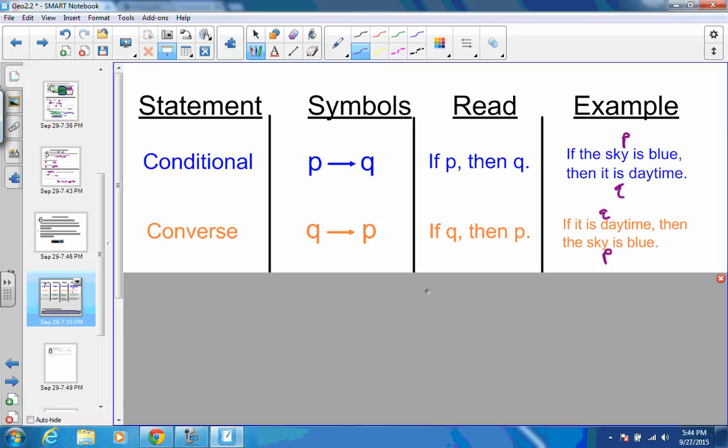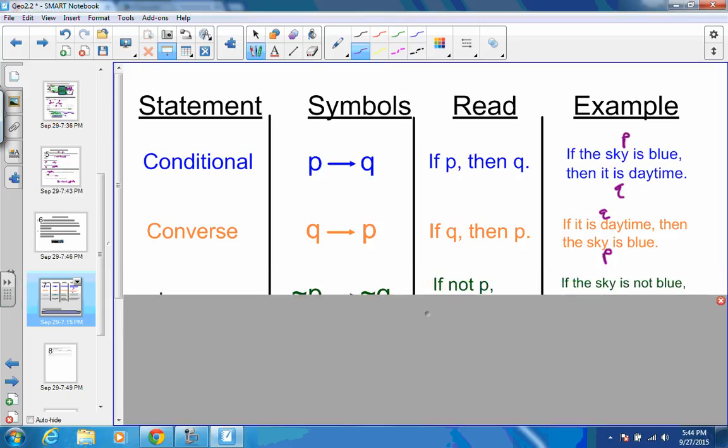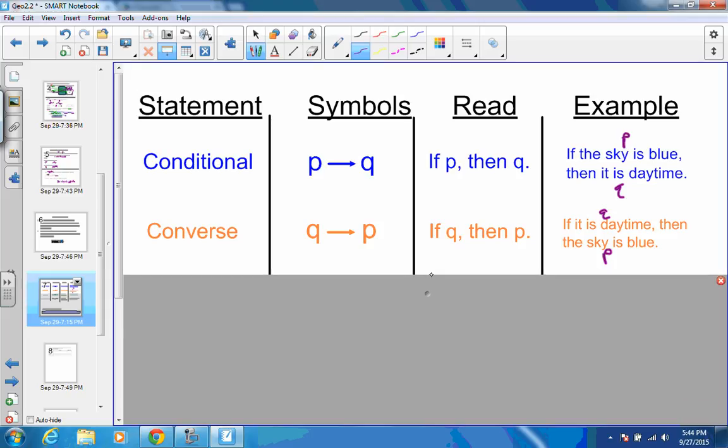All right? Now, that might not always be true. If the sky is blue, then it is daytime. I think that's typically true. But if it is daytime, the sky isn't always blue, so you could maybe find a counterexample for that. But that's just a different way to write a conditional. So that's called the converse.